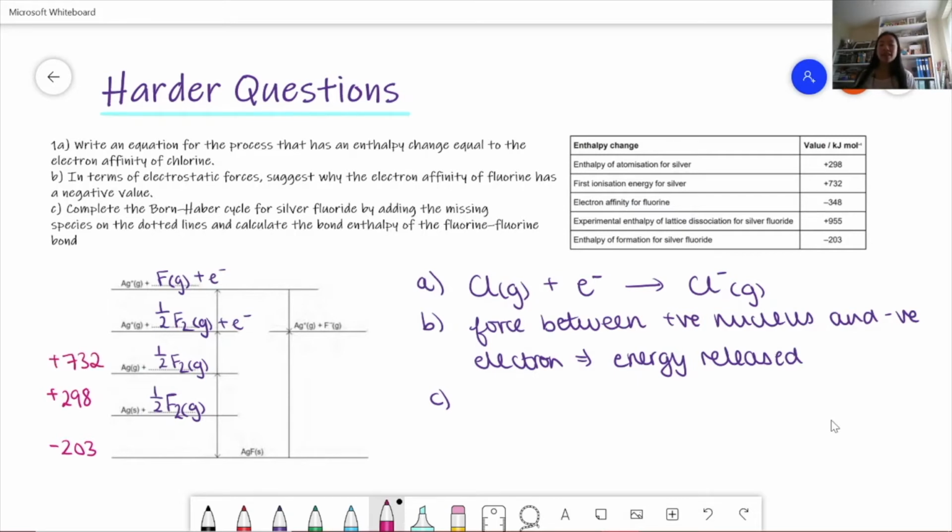And then for this step, we have to be really careful because we need to remember our definitions. They have broken that bond. So we're trying to find this bond enthalpy, which means that we're breaking 1 mole of these FF covalent bonds. And because we're only breaking half of them, that means we need half of this value.